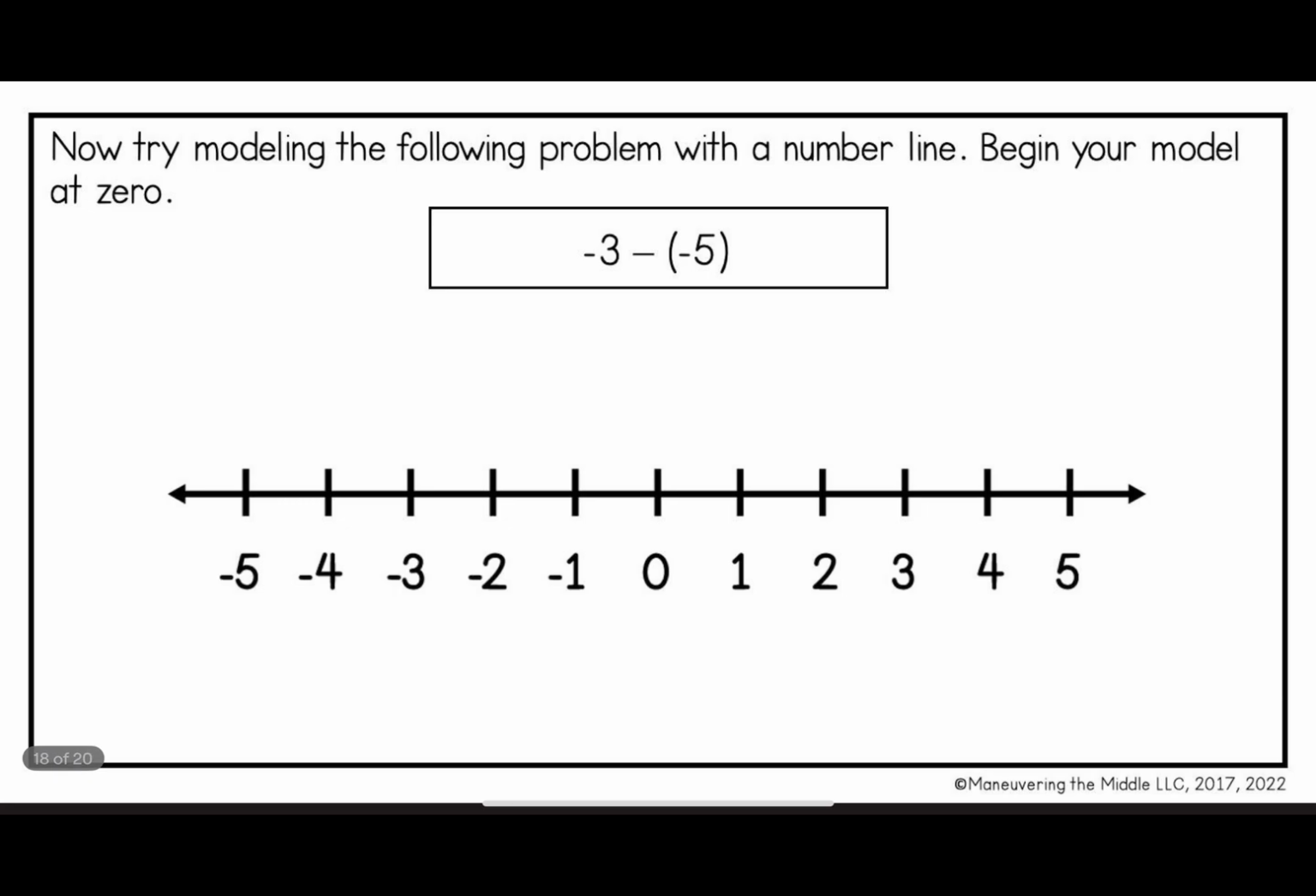All right, try this one. We should have started at 0 and went left to negative 3, and then do the opposite of negative 5. Negative means go left, so we're doing the opposite, so we're going to go right 5. 1, 2, 3, 4, 5. We should be at positive 2. So this equals positive 2.